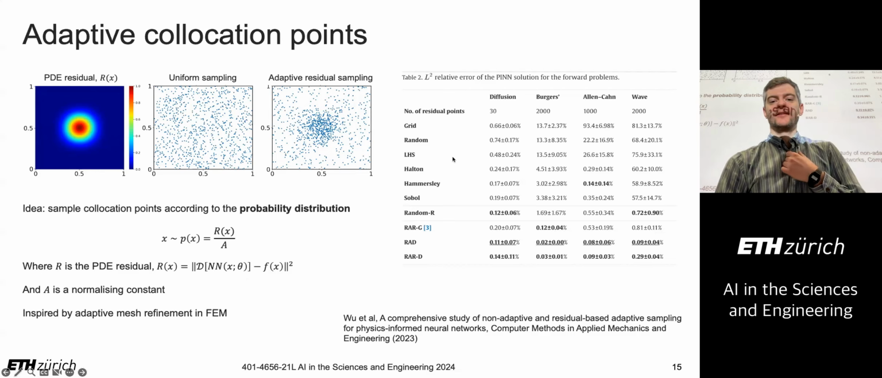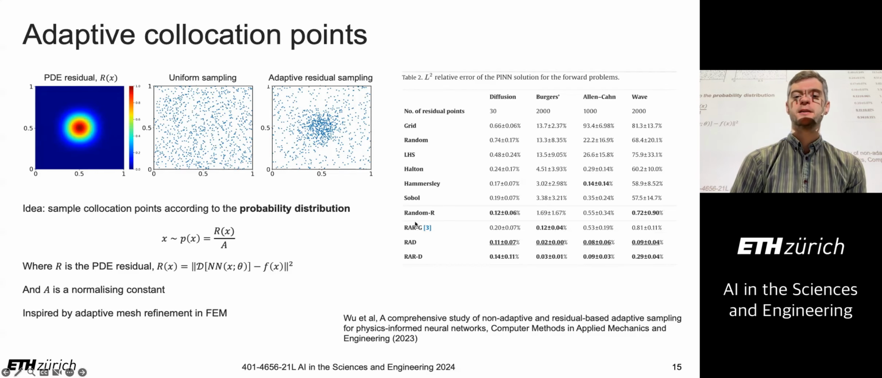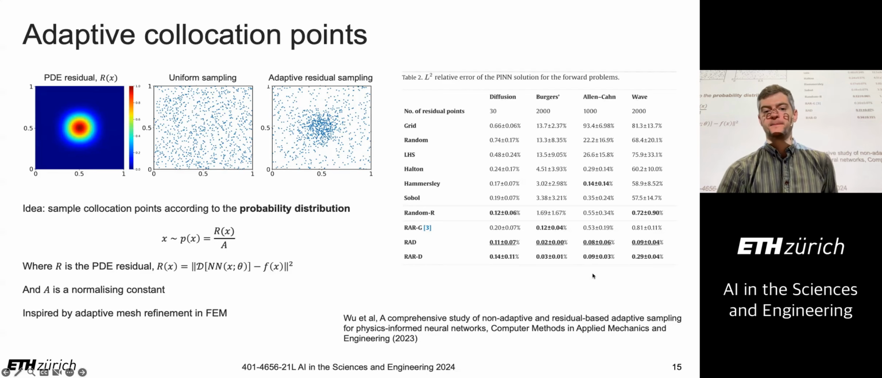And indeed, this paper tested these adaptive refinement methods. These are the bottom 3 techniques in the table here, across different PDEs: the wave equation, Burgers' equation, diffusion, and Allen-Cahn. And it does seem that these methods perform much better than just doing grid sampling, for example.